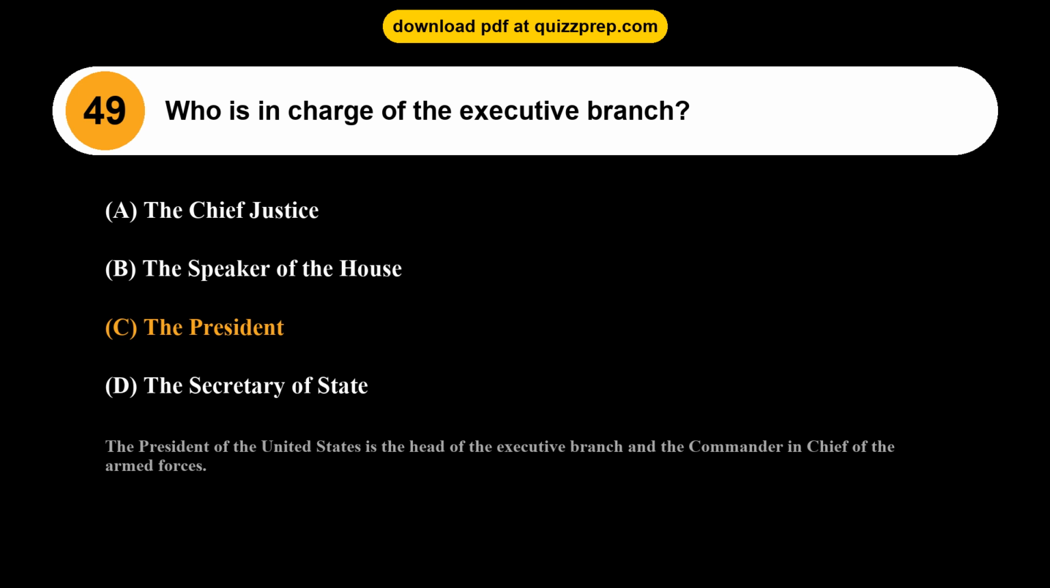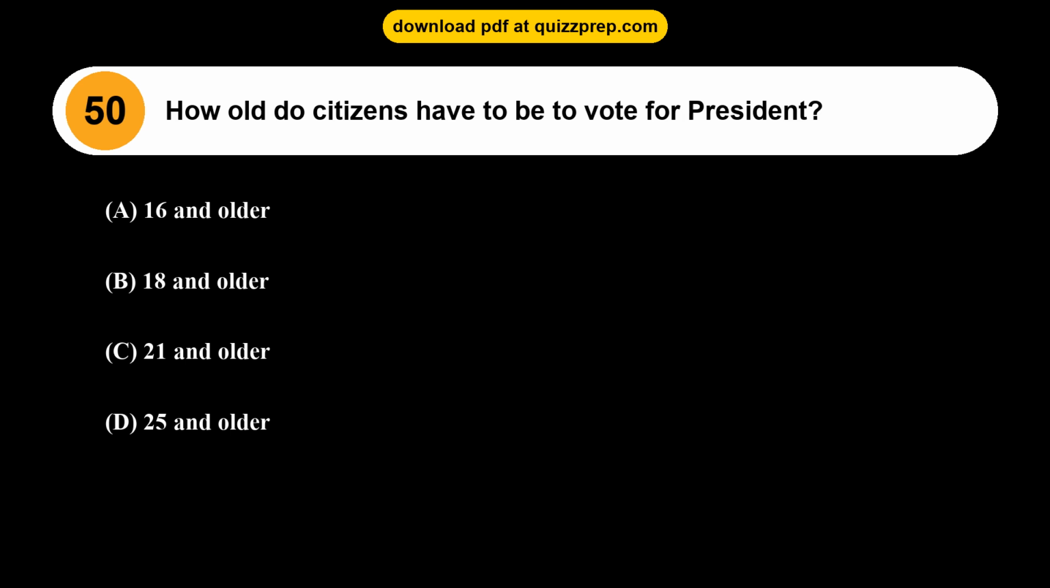The President of the United States is the head of the executive branch and the Commander-in-Chief of the Armed Forces. Question 50. How old do citizens have to be to vote for president? Option A. 16 and older. Option B. 18 and older. Option C.